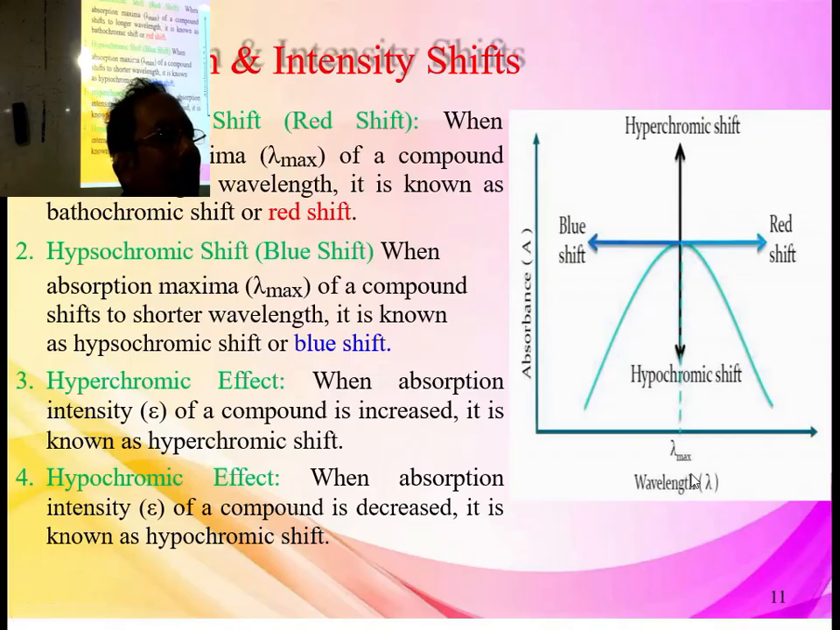Anybody can say what is lambda max? Lambda is wavelength. What is lambda max? That is the wavelength where the intensity of absorption is maximum. In other regions also, within a region, there can be absorption. But at that particular wavelength, the absorption is maximum. That is called lambda max.